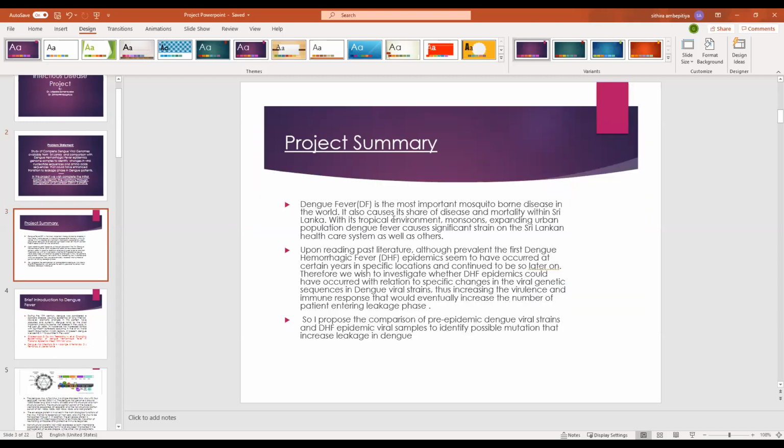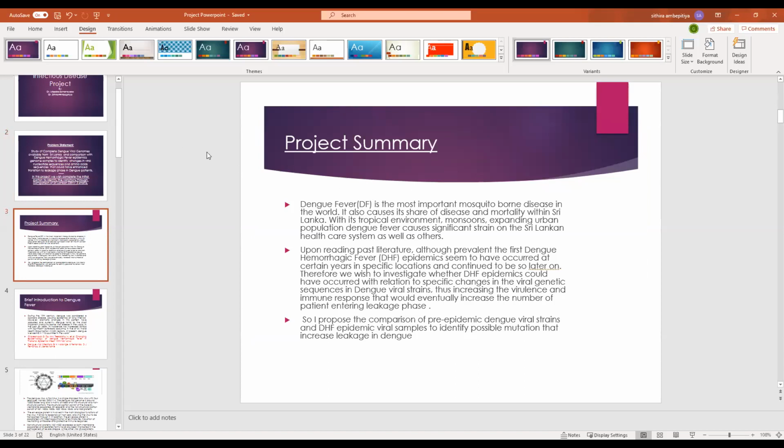So what we wanted to see was the correlation: whether there was a genetic component, and any variation that would contribute to the increase of dengue hemorrhagic fever patients.